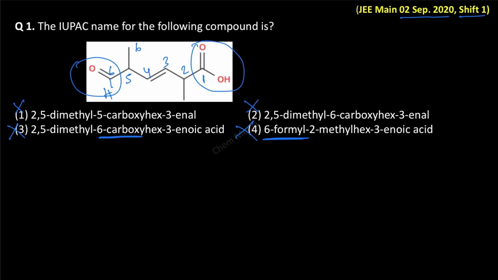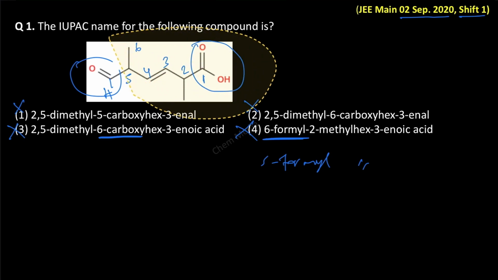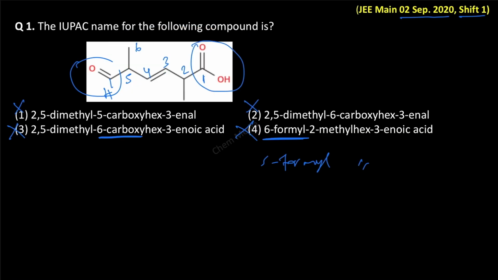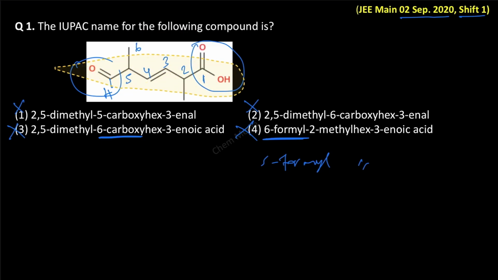Now you might be wondering, then what is the correct name? The correct name is 5-formyl-2-methylhex-3-enoic acid. That is the correct IUPAC name for this molecule because we have the aldehyde at the 5th position, not at the 6th position, isn't it? This is our parent chain, and the second functional group should get the low number. So that's why we are choosing this parent chain. If we choose this as our parent chain, then the second functional group is at position 5.